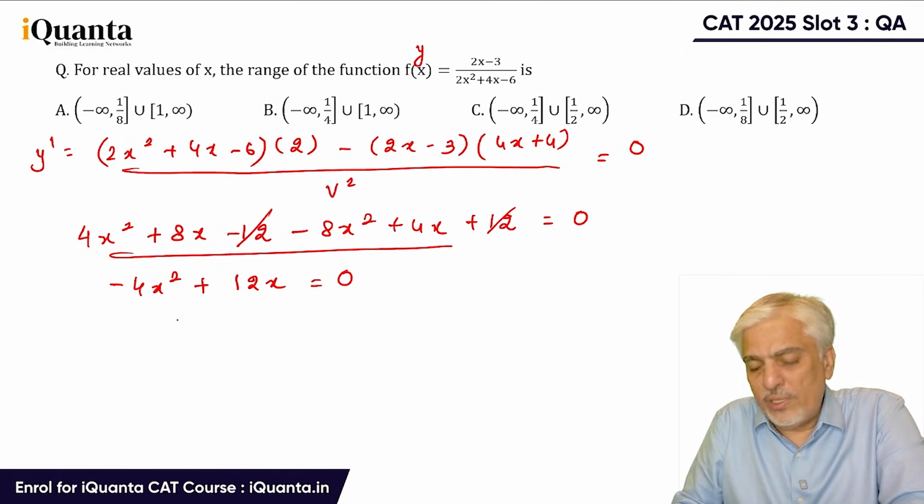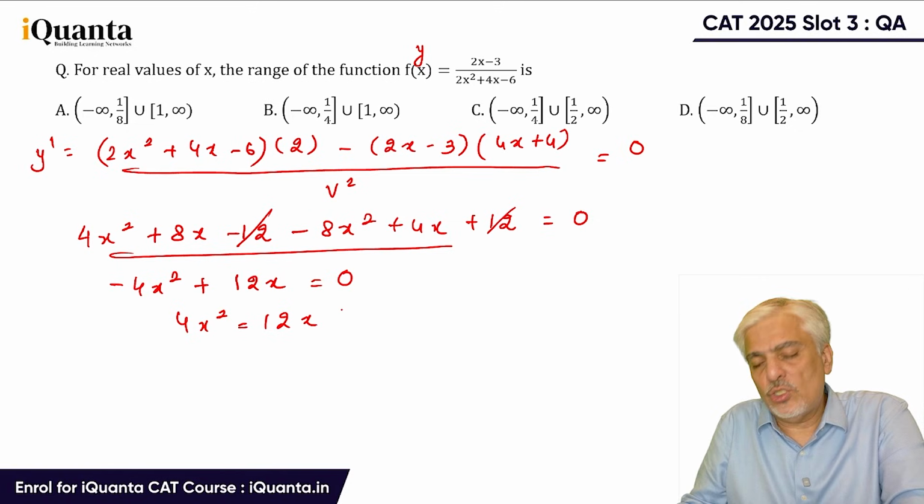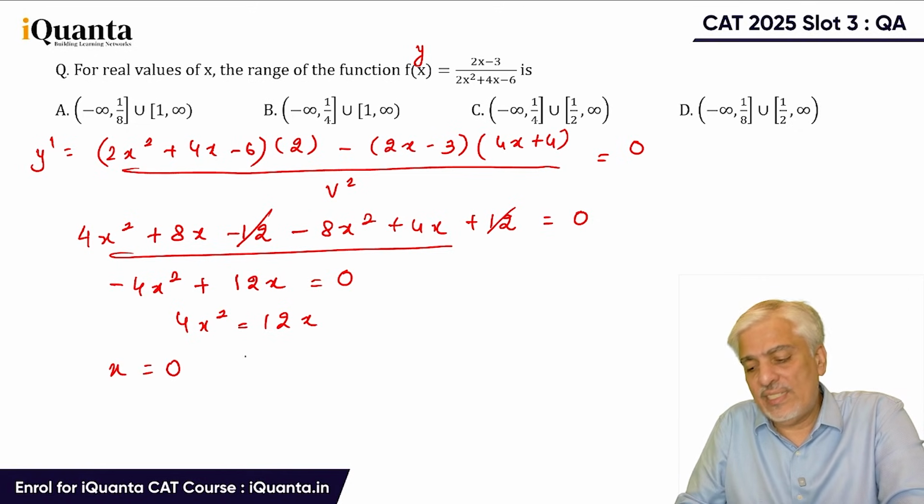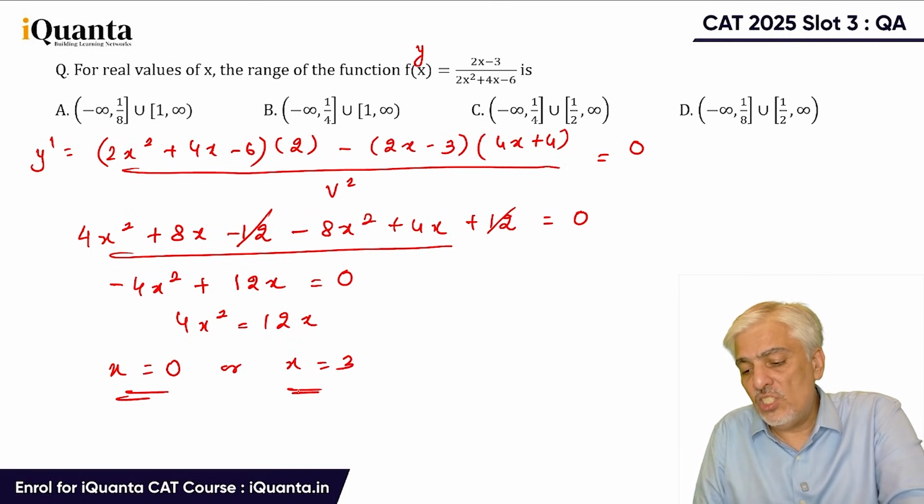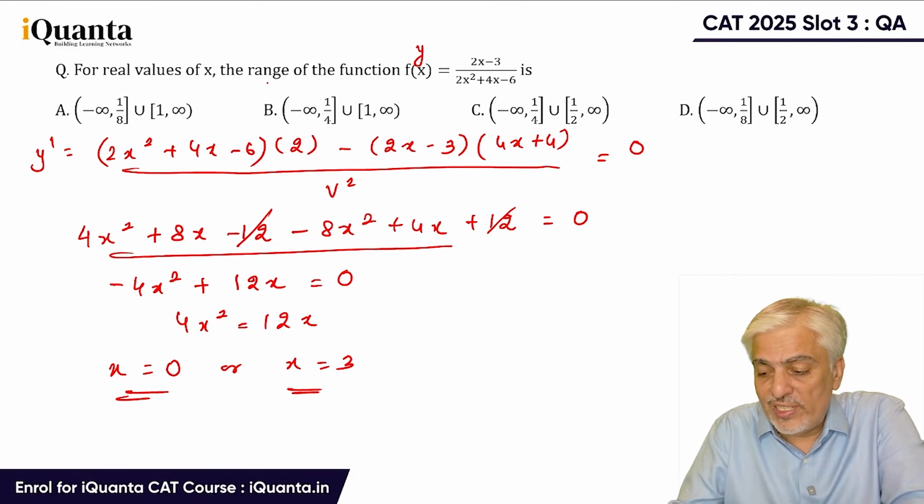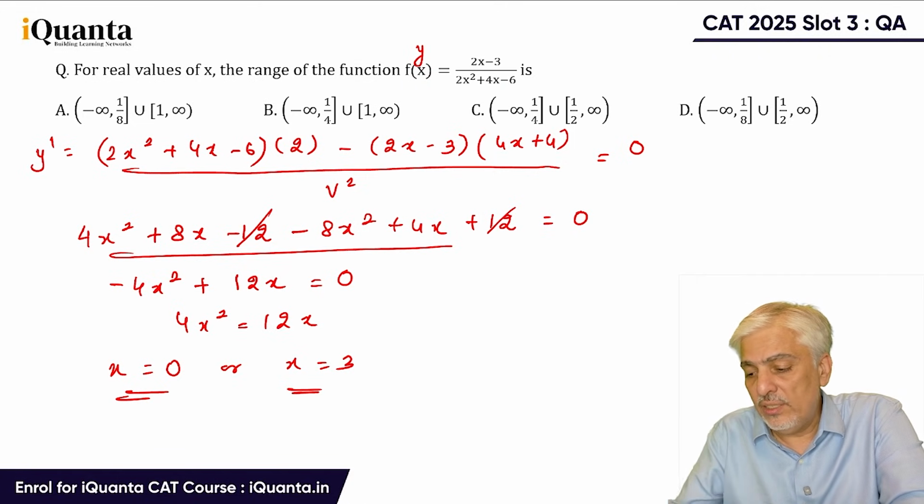So I'll get 4x square is equal to 12x. If I solve this, I get two answers for x. I'll get x is equal to 0 or x is equal to 3. Now you've got two answers for x. We want the range for real value of x, we want the range of the function. That means you will have to put these values in the question.